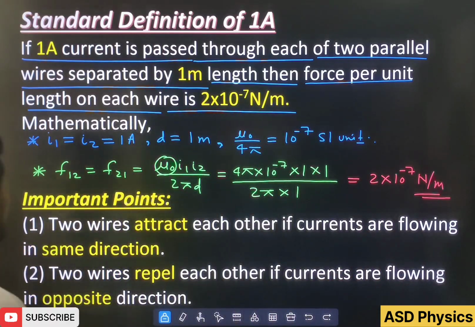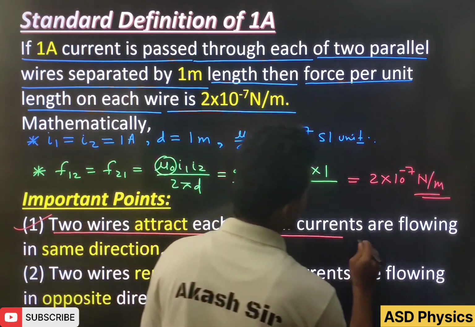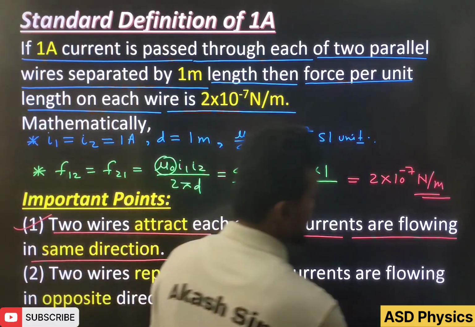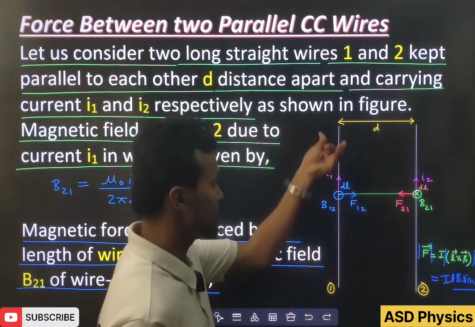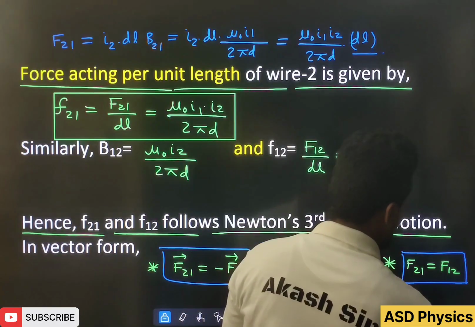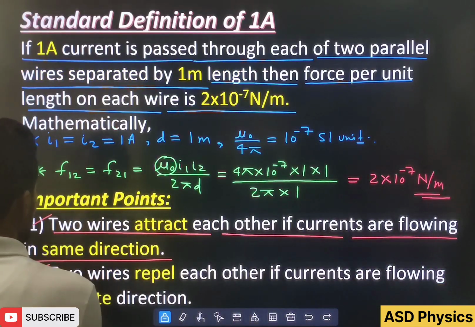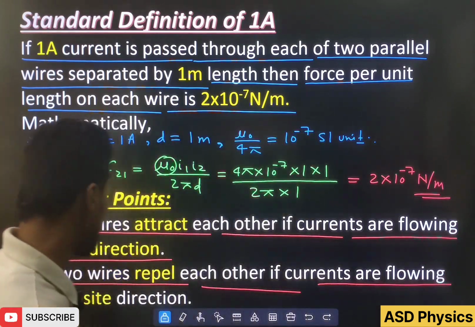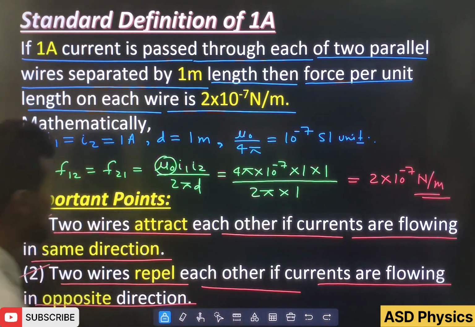Great. After that, let's see here under the important points. First point, what is given here? As I told you, two wires attract each other if currents are flowing in same direction. See, I have done here, the current was flowing in same direction, both upward, wires are attracting. Next one, two wires repel each other if currents are flowing in which direction? Can you see? The currents are flowing in opposite directions. Very, very important.